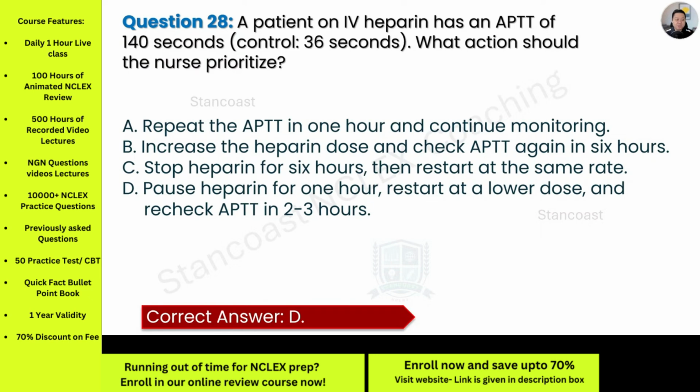And to select letter C, stopping the heparin for 6 hours, this is quite a lengthy cessation of that infusion. This will really disrupt the anticoagulation goal. And so you have to recognize the critical nature of a high APTT value in this case and choose the option balancing the client's safety and also the therapeutic goals.